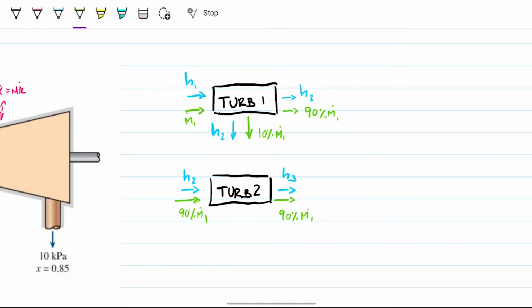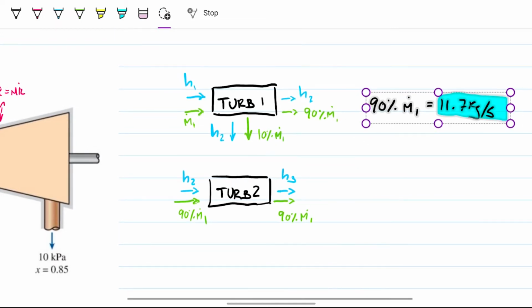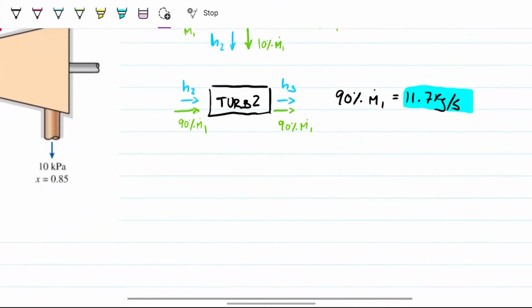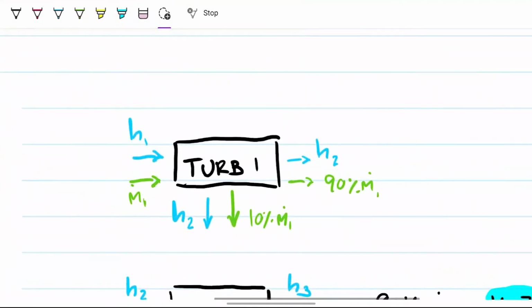So what I'm going to do is energy balances on both these turbines, right? The first and the second turbine. We can go ahead and calculate what this 90% is. So 90% of M1 equals 11.7 kilograms per second. So we need to remember that whenever we're calculating anything for the second turbine, it has to be 11.7. And everything for the first turbine is going to be 13 kilograms per second. So let's just put it down here. Beautiful. Okay, cool. So let's start by doing the energy balance on the first turbine.